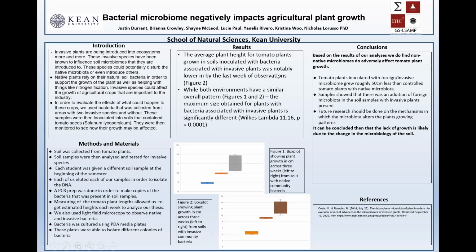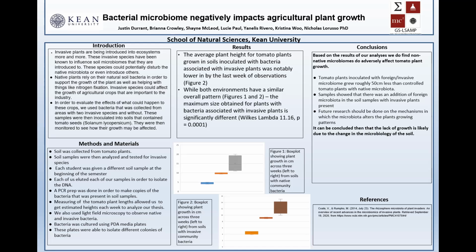The research was done on the bacterial microbiome and how it negatively affects agricultural plant growth. It was funded through GSLSAMP and the School of Natural Sciences at Kane University. Everyone that worked on the project was me, Justin, Brianna Crowley, Shane McLeod, Lucy Paul, Yanelis Rivero, Christiana Wu, and of course Nicholas LaRusso, who was our professor and really guided us through the whole thing.